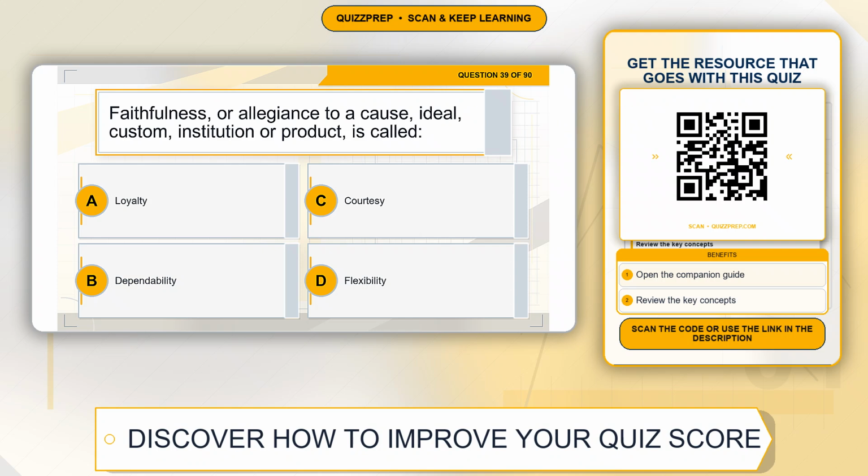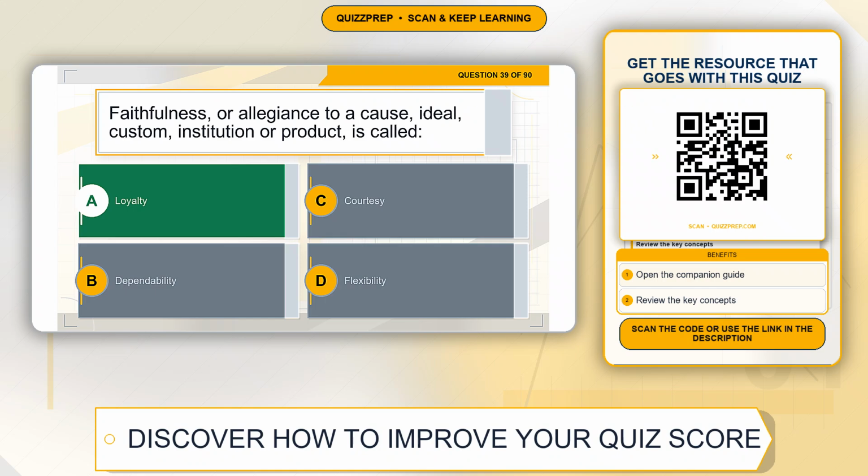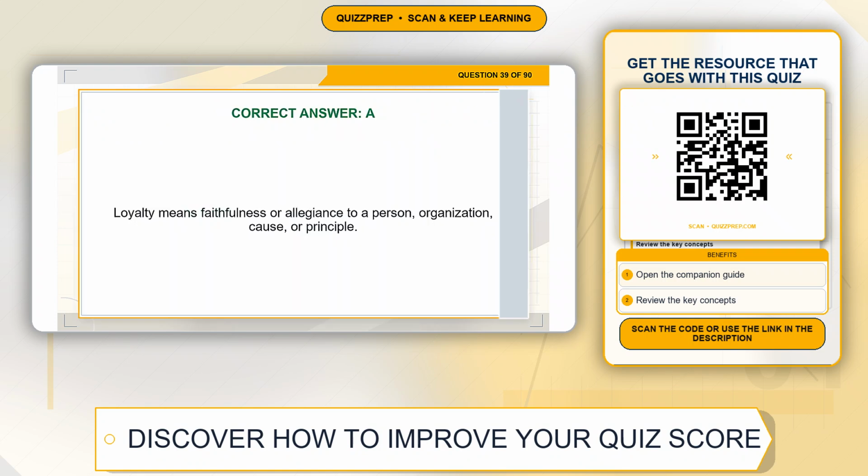Option A, loyalty. Option B, dependability. Option C, courtesy. Option D, flexibility. The correct answer is option A, loyalty. Explanation. Loyalty means faithfulness or allegiance to a person, organization, cause, or principle.